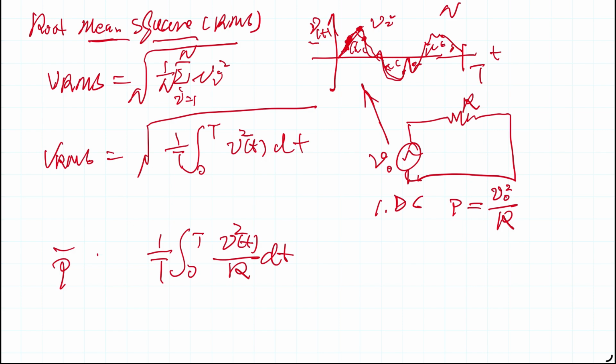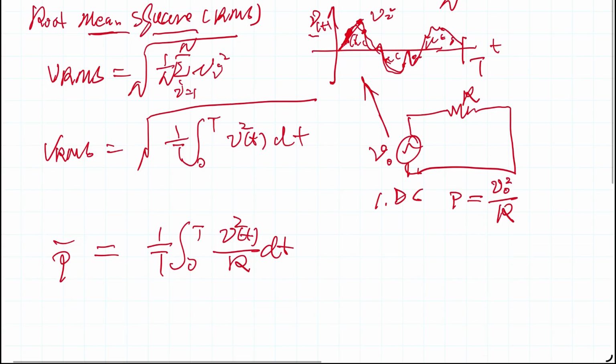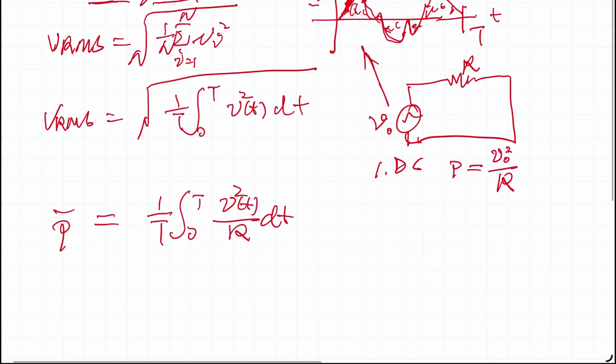Okay, so now we know the average power for this irregular AC signal is like that. Let's do a little bit of transformation here. R is the resistance, a constant, so if we remove R from inside and move it outside, it's the integral.